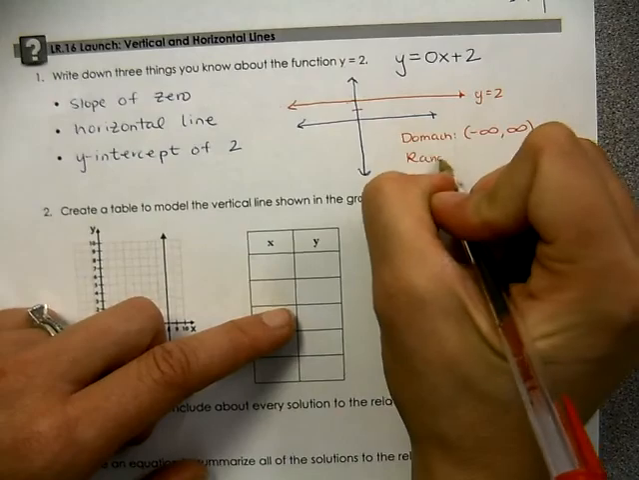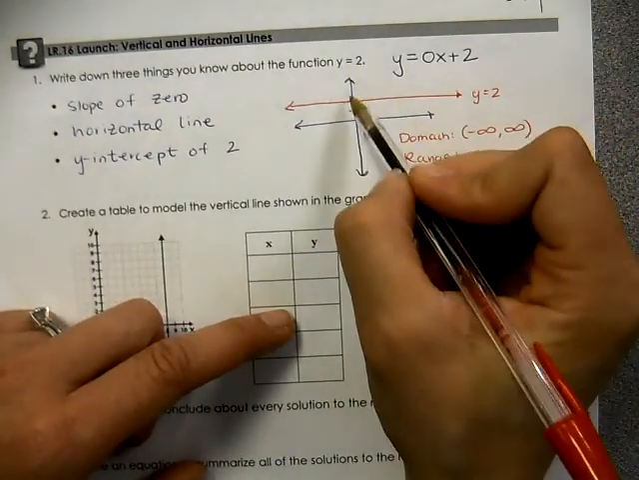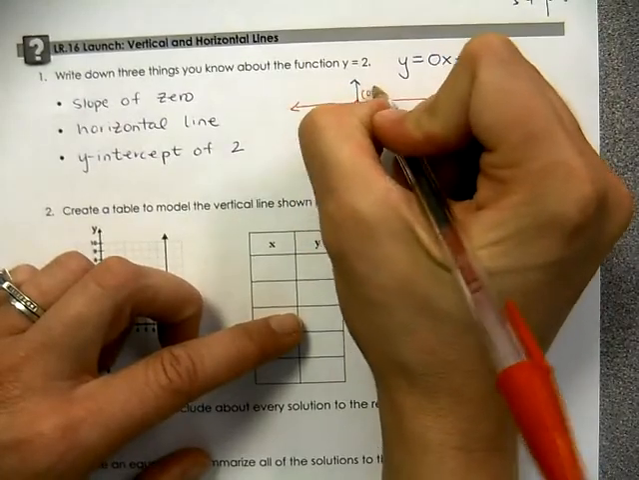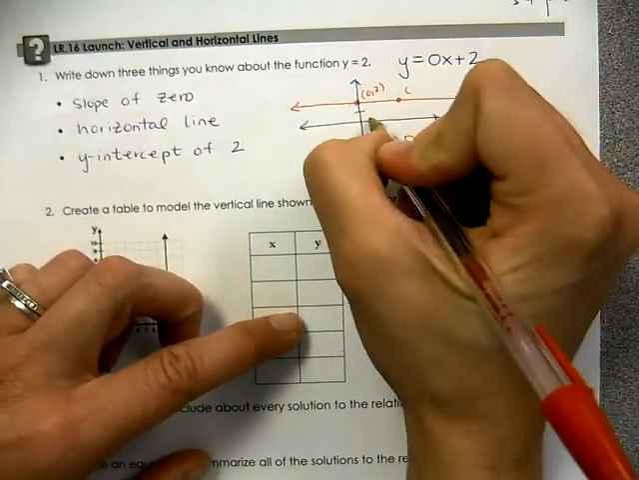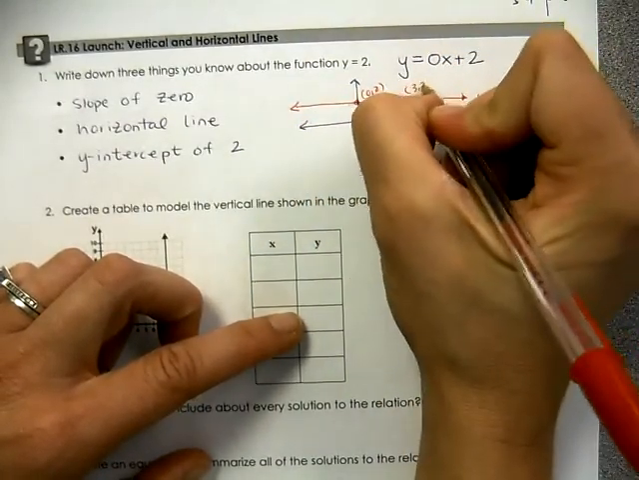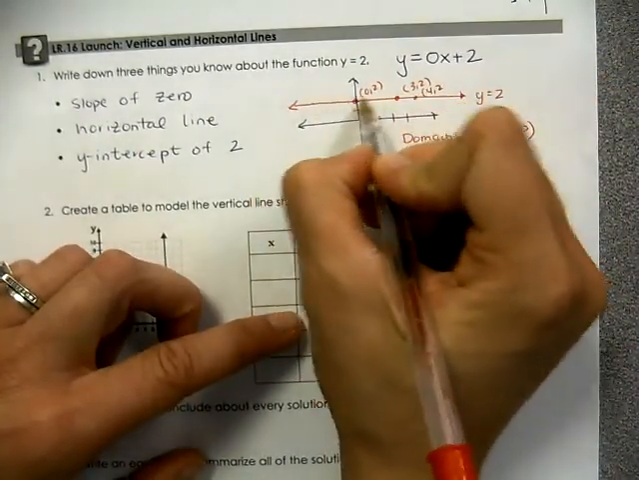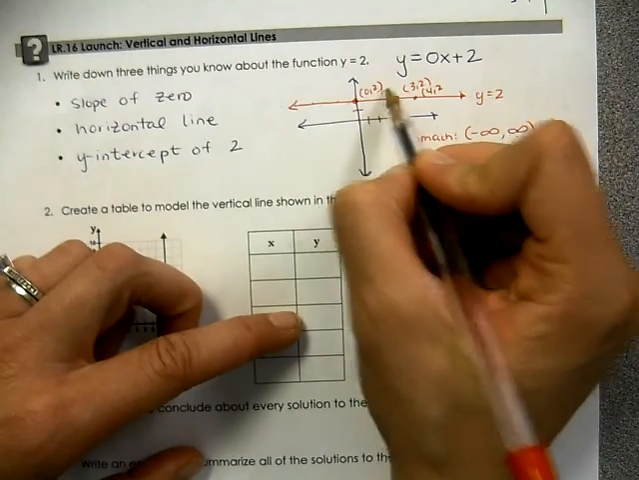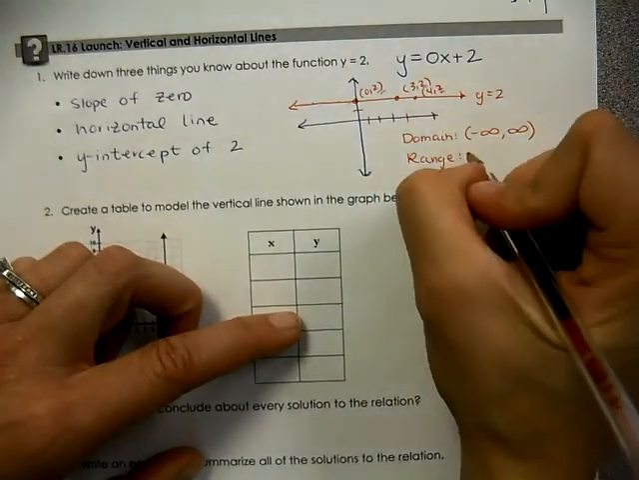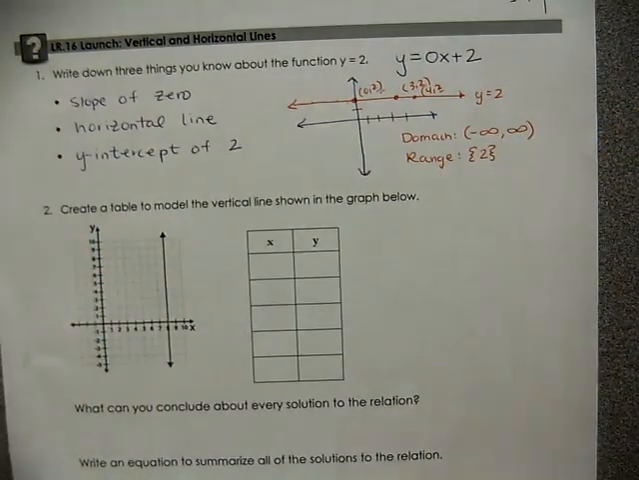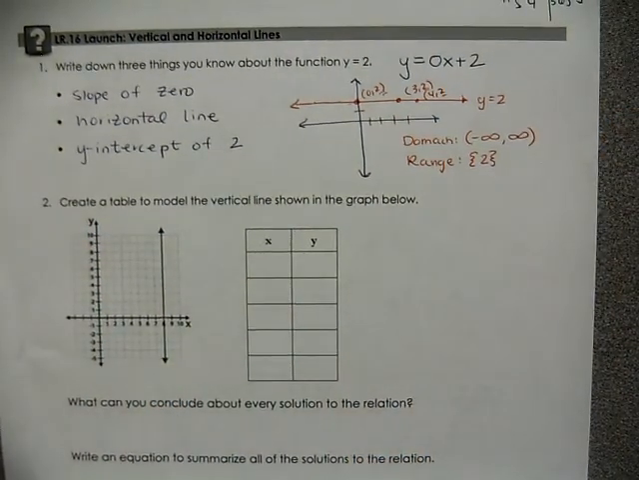My range, well, when I look at that, I don't really go up and down at all. The only y value, this is the point (0, 2). This is the point maybe (1, 2), (3, 2), (4, 2). I mean, I have an infinite number of points, but they will all have a y-coordinate of 2. So my range, I can just list as the number 2. That is the only value in the range, the only possible output for that function.